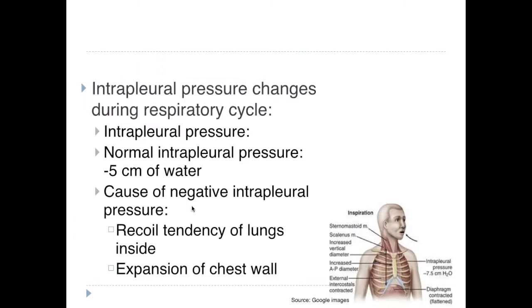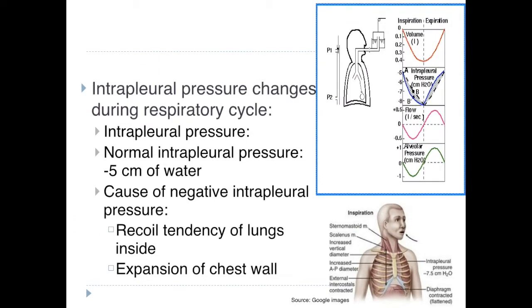Next is intrapleural pressure changes during respiratory cycle. Now, what is the intrapleural pressure? Intrapleural pressure is the pressure of fluid in the space between parietal and visceral pleura. Normal intrapleural pressure, when the respiratory muscles are completely relaxed and airways are open, is about -5 centimeter of water, here you can see, and that is in the beginning of inspiration. Why is intrapleural pressure always negative? Because it is the amount of suction required to hold the lungs at their equilibrium volume.